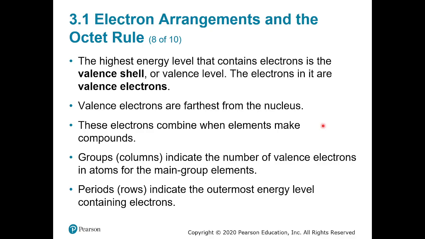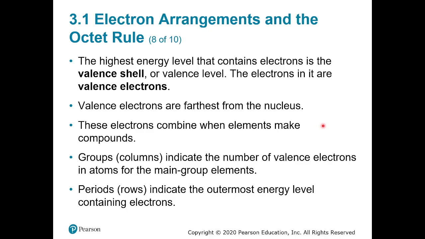These electrons will combine when elements make compounds. They're the ones that are going to make things like bonds. They're the ones that are going to get lost when we do ionic bonding, all that sort of stuff. Groups, the columns, are going to indicate the number of valence electrons in the atoms for your main group elements.